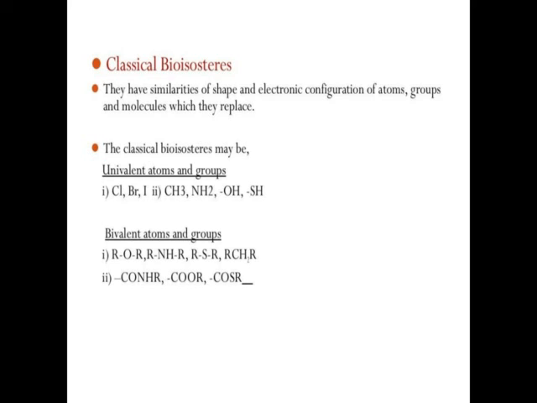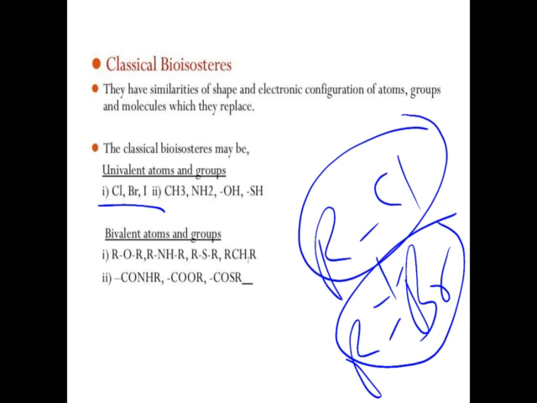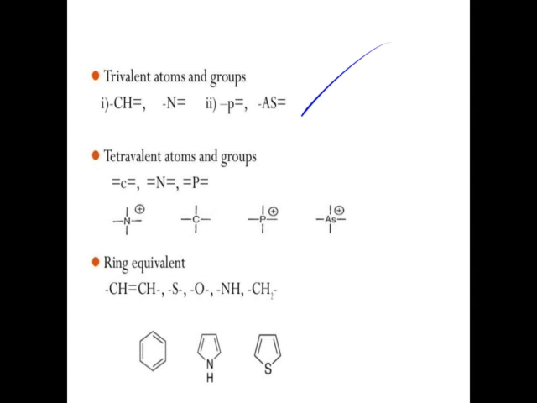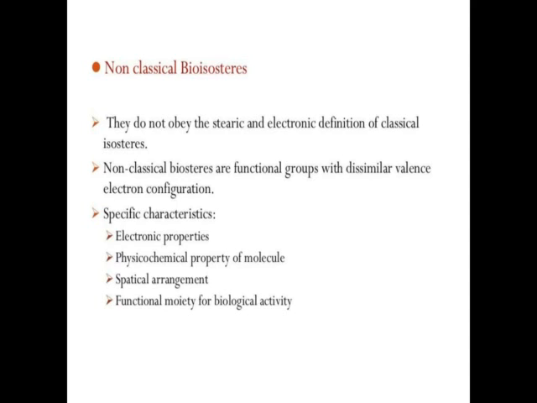So they are univalent, that is chlorine, bromine or iodine. Suppose RCl is the drug, we can replace this Cl with bromine, and they will have a similar kind of activity like RCl. Such compounds we call bioisosters. Then there are the trivalent, CH, double bond N, then tetravalents, ring equivalents. In the case of carbutamide and tolbutamide, we can replace the amine by CH3, so they are bioisosters of each other and will show a similar kind of activity. In some cases we can replace OH by a sulfhydryl group.